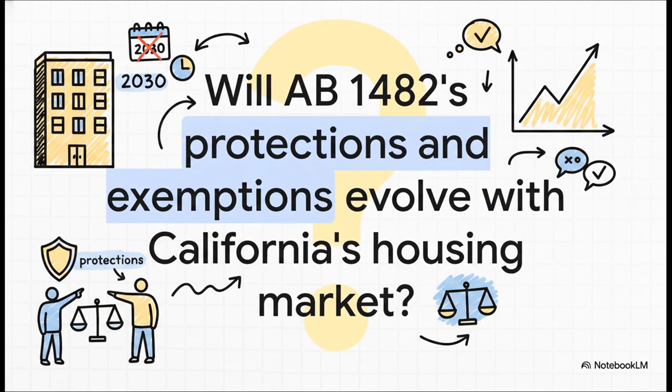So all this brings us to a final big picture question. This law is actually set to expire in 2030. As the state's housing market keeps changing and evolving, you have to wonder, how will this law change with it? Will we see its protections and exemptions debated, tweaked, or maybe even replaced entirely? It's definitely a space we'll all need to keep watching.